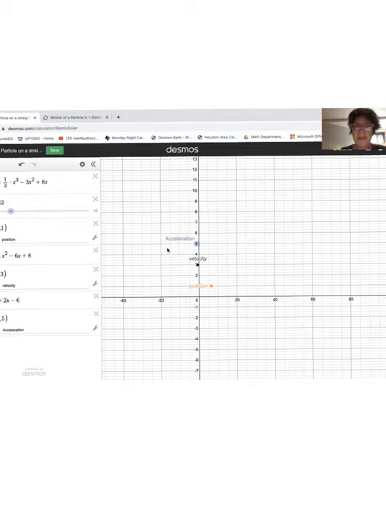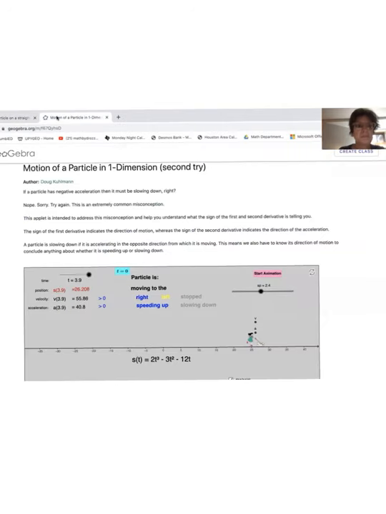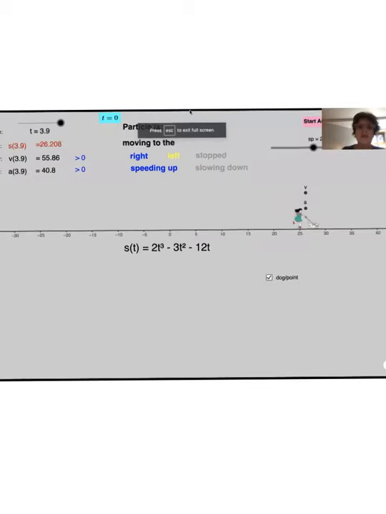So you can replay that if you'd like, to convince yourselves. There's another animation I'd like to share with you in GeoGebra that is a little bit more detailed, and that is this one here. Okay, I'm going to go now to the next one. It's motion of a particle in one dimension. It's this girl walking her dog. Let's just get this on full screen if I can do that. Okay, so here, this girl is walking her dog.